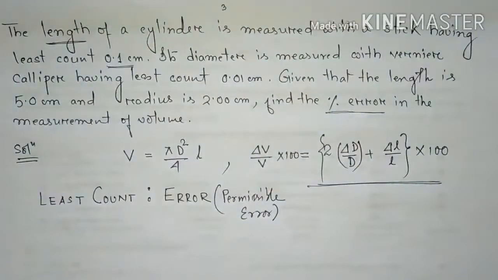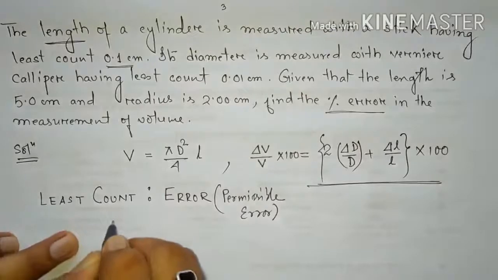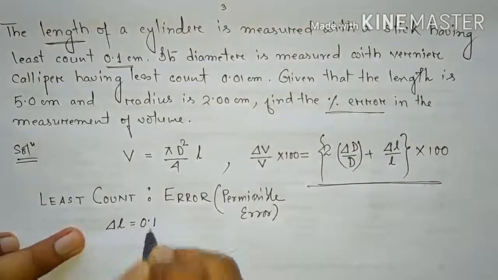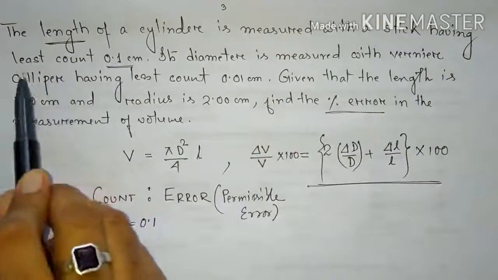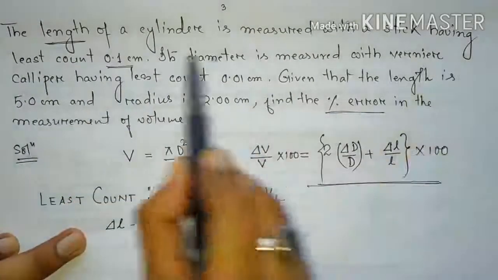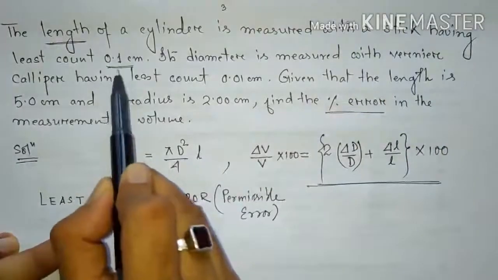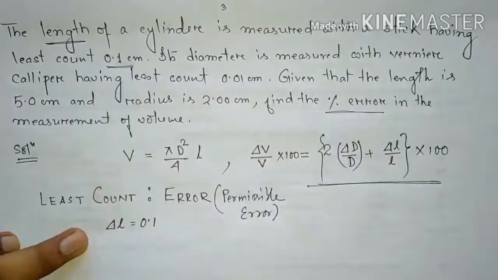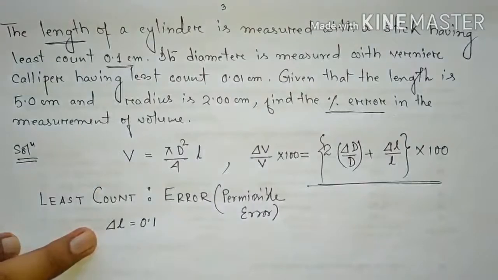That means delta L is nothing but 0.1 centimeter. So I am writing here, as per the given condition, delta L is 0.1, but this is not a percent. You see here it is only written least count. It is not percentage error, or this figure is not represented with a percentage sign. So it is just simply an error. So delta L is equal to 0.1.